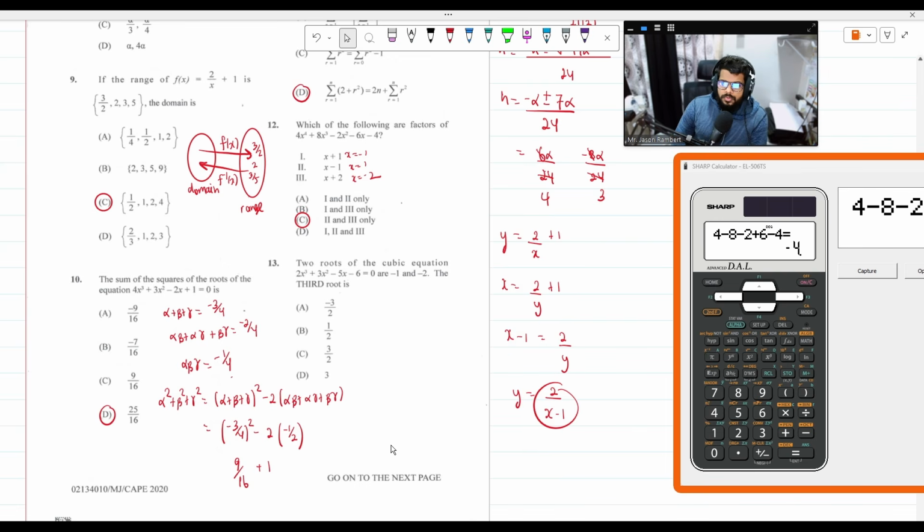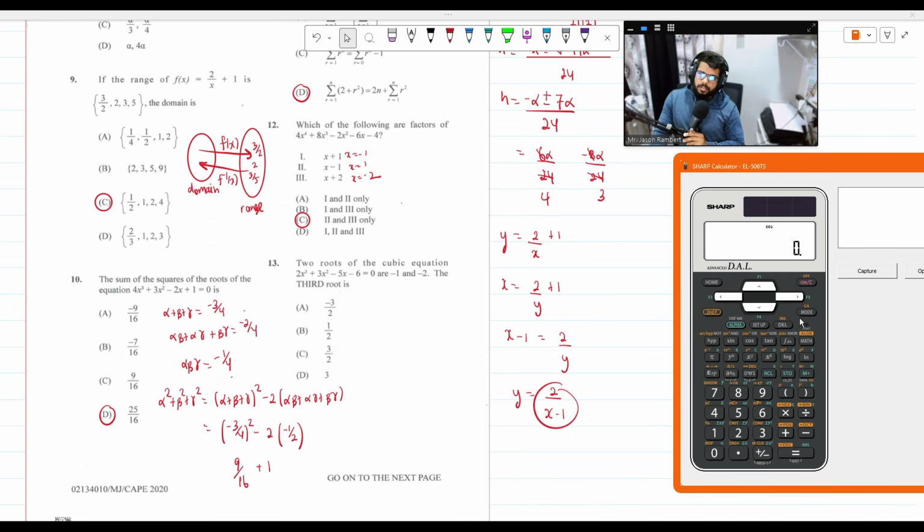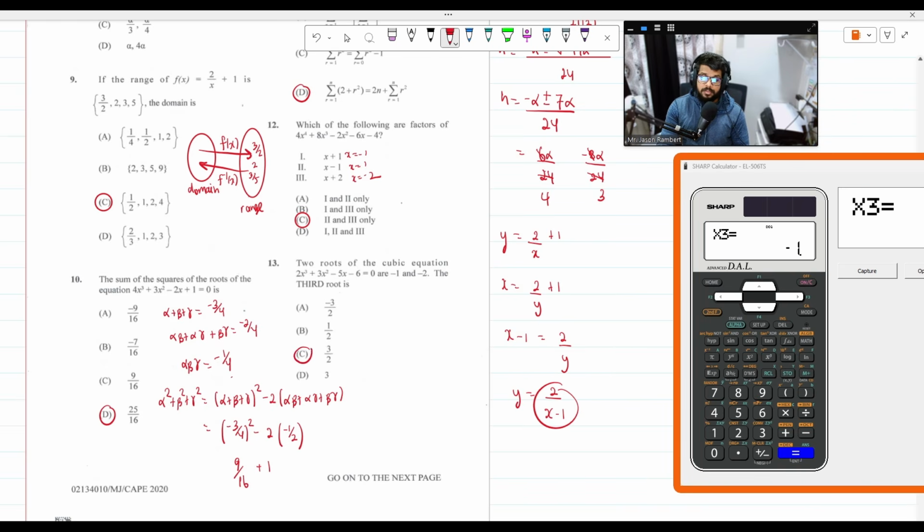Two roots of the cubic equation are minus 1 and minus 2. The third root is, let me see if we can solve this on the calculator now. More than likely it will be able to be solved, right? 2, 3 minus 5 minus 6. Alright, so minus 2 is our answer. 1.5 is our answer. And minus 1. So 1.5 is the same thing as 3 over 2. That's the third root.